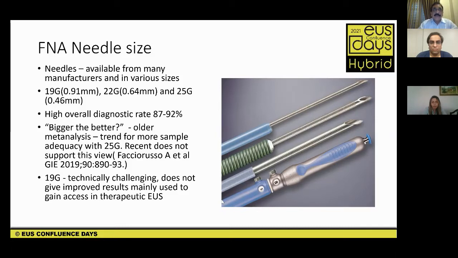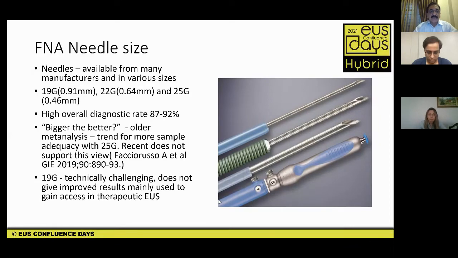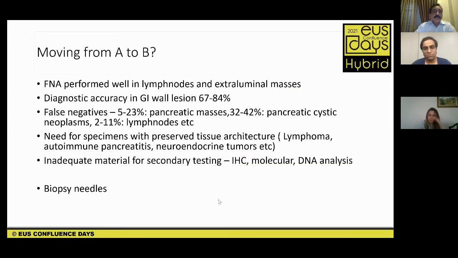25G needle is more flexible and hence more useful where a curve is there, like in the second part of the duodenum, while 22 gauge needle performs very well when there is straight tissue obtaining, like in mediastinum or in stomach. 19G needle has been technically challenging. It does not give an improved result as compared to 22G needles, and it is mainly used to gain therapeutic EUS. However, there are certain areas where 19G has started to function well, and the most important of them is obtaining a liver biopsy specimen where we can get adequate portal tracts when we use a 19 gauge needle. So should we move from A to B, that is from FNA to FNB, and why?